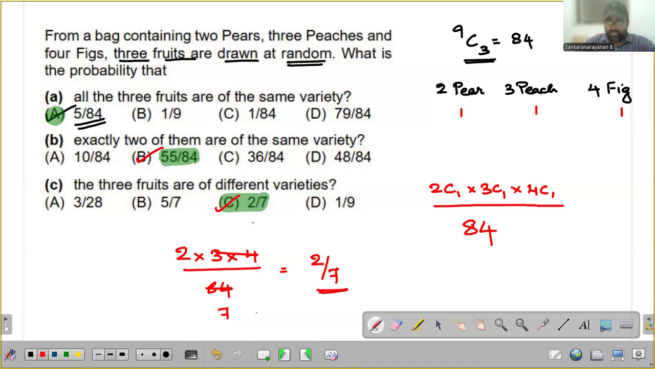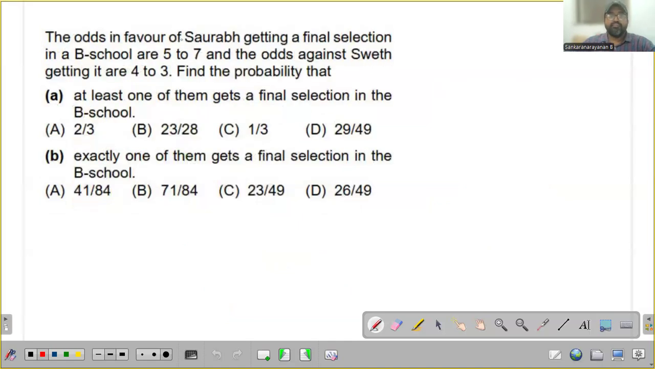Now let's consider another question. The odds in favor of Saurabh getting a final selection into a B school are 5 to 7, and the odds against Sweth getting it are 4 to 3. So if you see a sentence like this, you should actually know how to interpret odds in favor. It is given that it is 5 to 7. How to interpret it? Okay, so I shall just write it here. Probability that Saurabh is in.